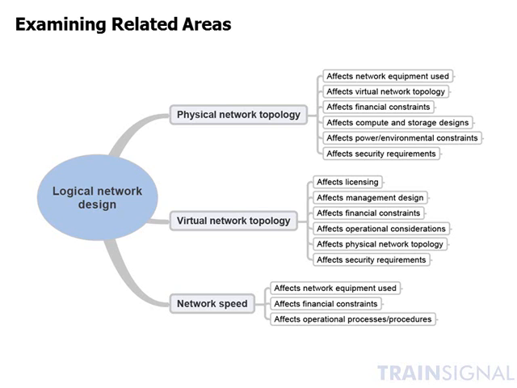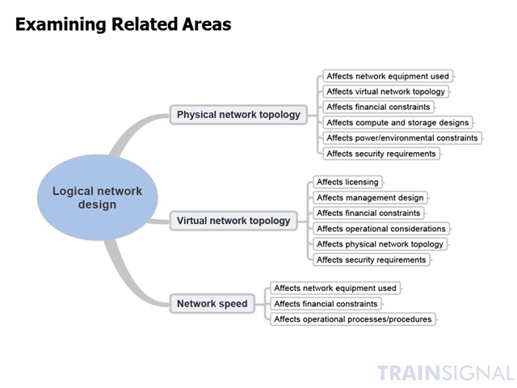You're going to have to abide by financial constraints, so you can't just go out and buy as many physical switches as you want or whatever model that you want, but you have to abide within the budgetary constraints that are in place. It can have impacts on your compute and storage designs. For example, if you are looking at IP-based storage, then your physical network topology is obviously going to have a direct impact on your IP-based storage design. There are power environmental constraints and security requirements that will also come into play.